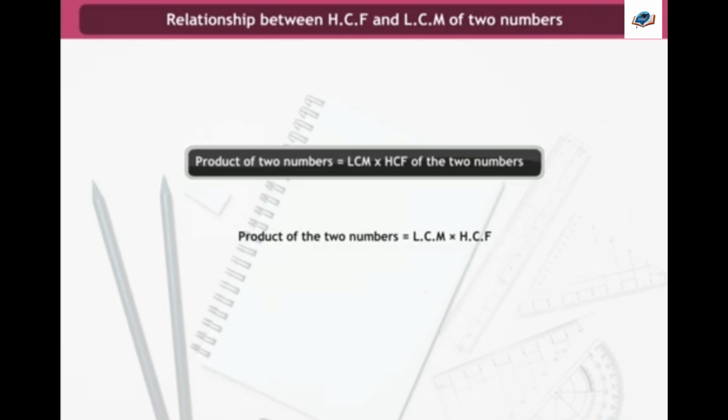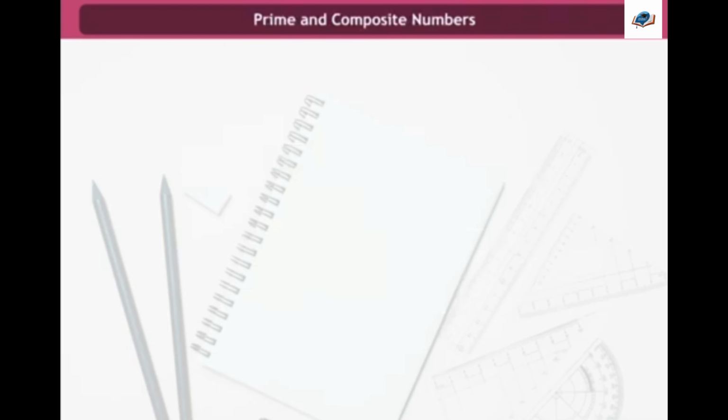Now we know that the product of two numbers is equal to the product of their LCM and HCF. So, we get 18 into 24 is equal to LCM into 6, or LCM is equal to 18 into 24 whole divided by 6. So, we get the LCM of 18 and 24 is 72.